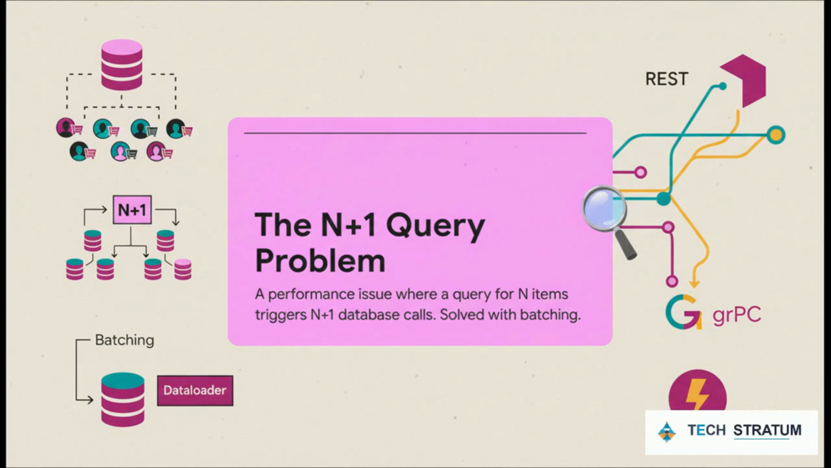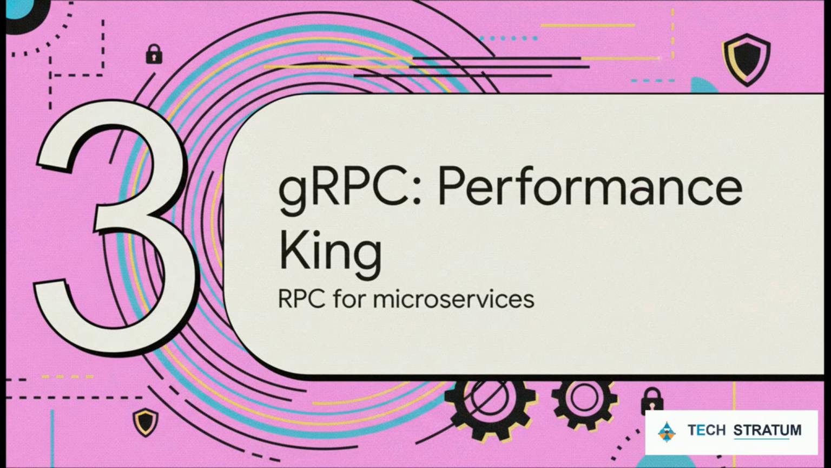Okay, so let's switch gears. What if raw performance and super low latency are your absolute top priorities, especially for your internal service-to-service communication? Well, then you need to know about gRPC. This isn't for your public-facing API. Think of this as the high-speed, private network just for your microservices. It was built by Google, and it leverages protocol buffers and HTTP/2 to get maximum efficiency.